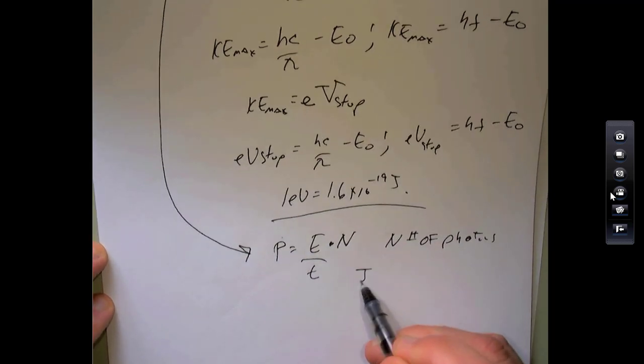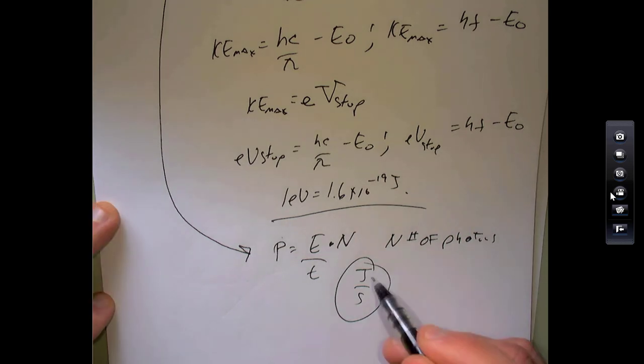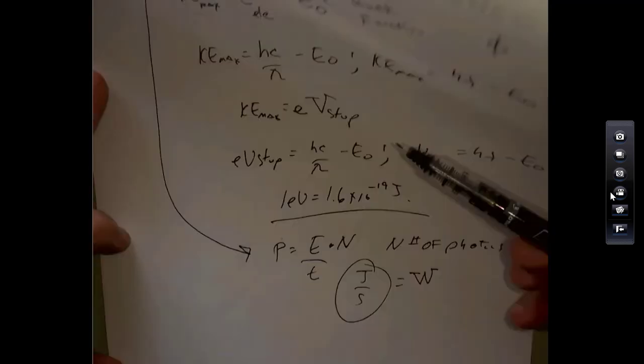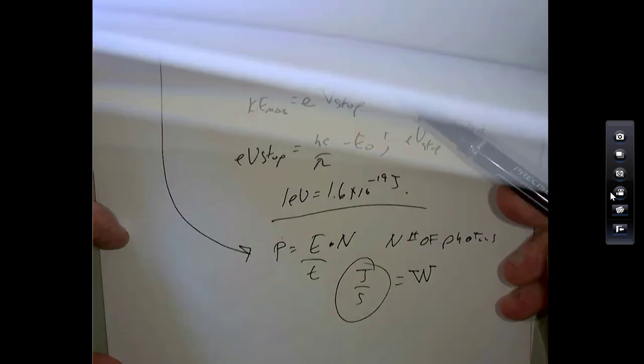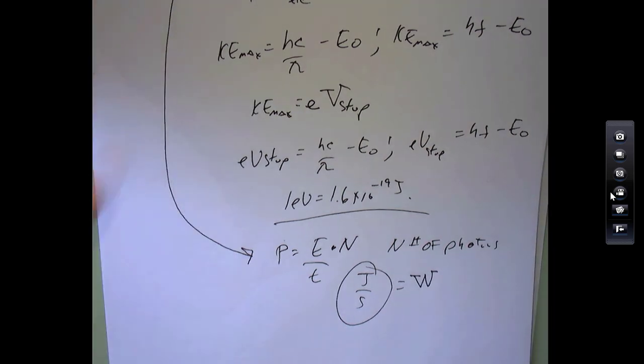So this would be joules per second. Just be careful when you're doing these problems. A joule per second is a watt. Sometimes it's beneficial to look at electron volts, and sometimes you might have to look at joules, so be careful with the units.